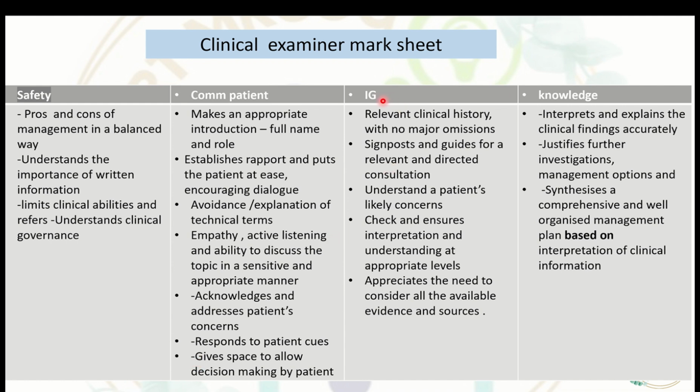In information gathering, there will be the relevant clinical history with no major omissions, signposts and guides for relevant and directed consultation, understanding the patient's likely concerns, checking and ensuring interpretation and understanding at appropriate intervals, and appreciating the need to consider all available evidence and sources. In the applied knowledge domain, you interpret and explain clinical findings accurately, justify further investigations and management options, and synthesize a comprehensive and well-organized management plan based on interpretation of the clinical information.